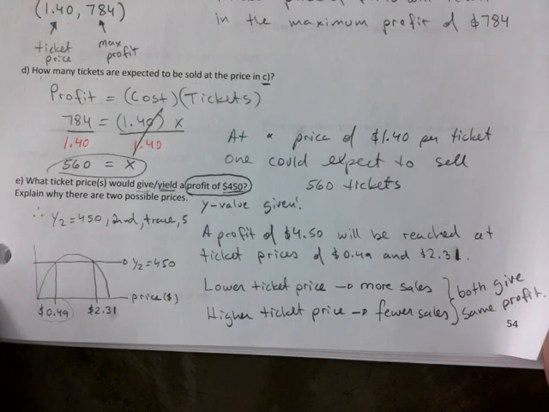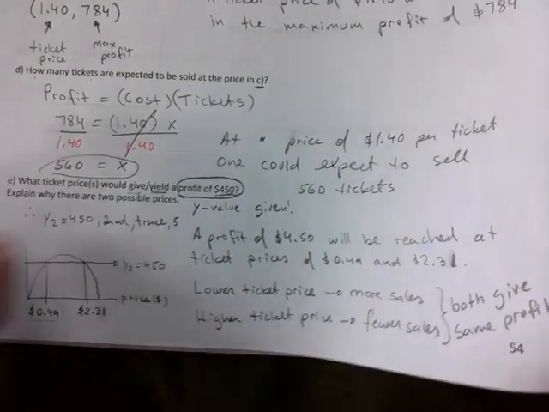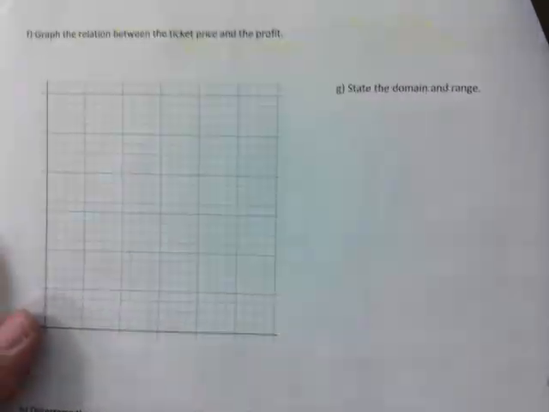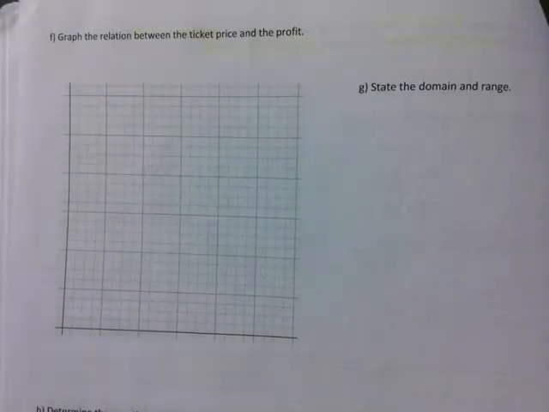So let's go to 55 and graph it. And I do the same thing as before. Nothing changes in terms of graphing. Okay.